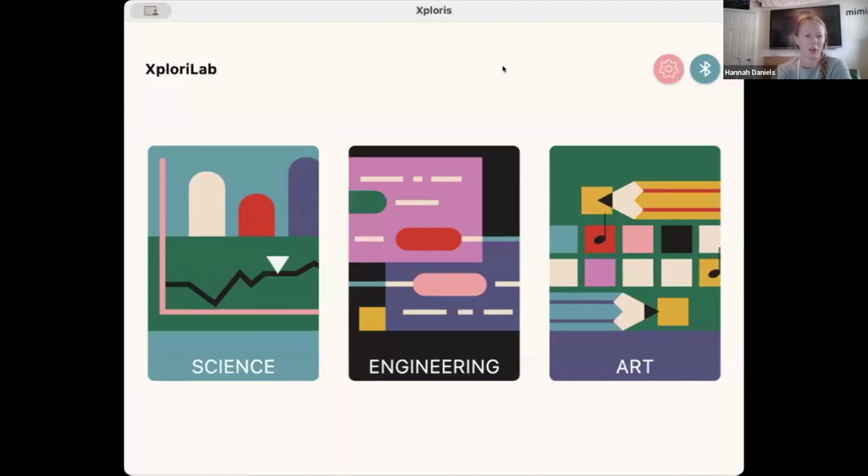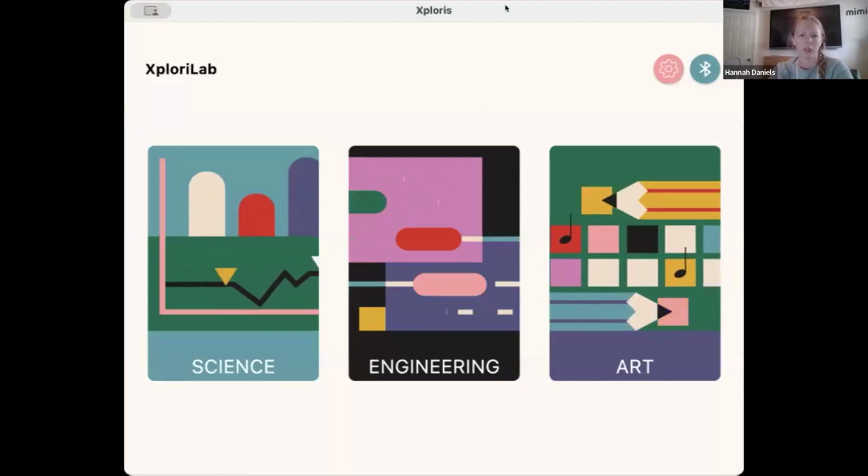Oh, goodness. So why don't you share a little bit about the Explorus and its software, if you don't mind, and specifically show how this can be used for elementary, because I was giving a lot more middle and high school examples.